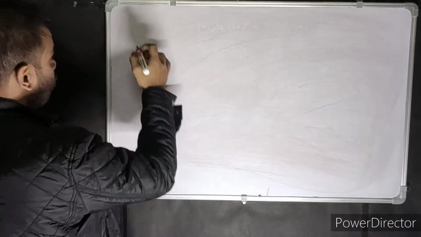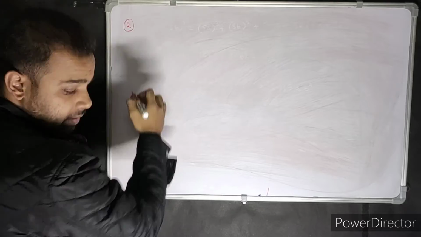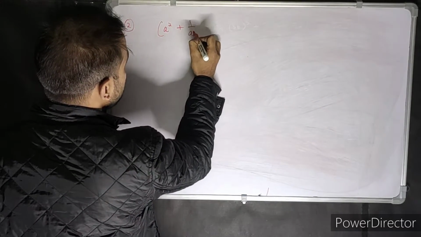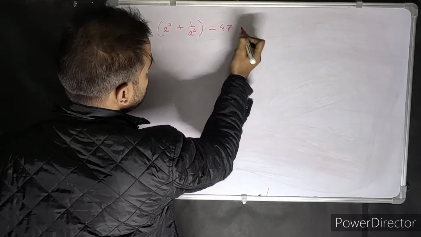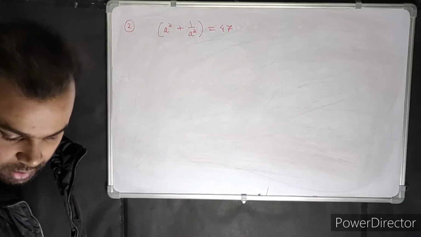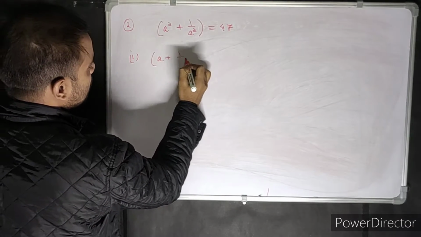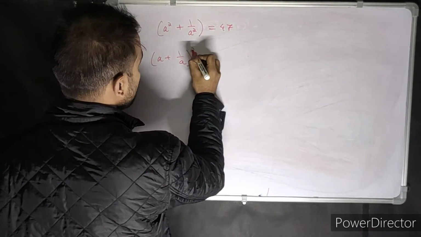Question number 2. It's saying, given a square plus 1 by a square is equal to 47. This is given to you already. Now you have to find the first one. Now this is also another easy one. A plus 1 by a. Very easy. Just square it.